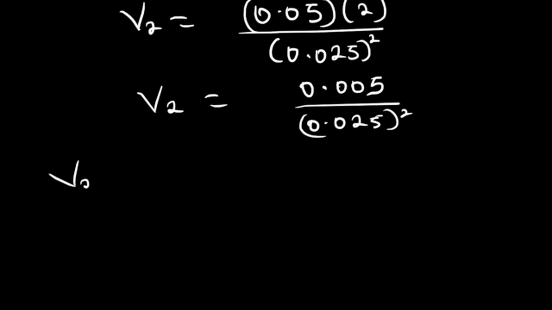We have that our v sub 2, which is the second velocity, is equal to, let's see what we shall obtain here, 0.005 divided by 0.025 all squared. I'm getting an 8. So the answer is 8 meters per second.